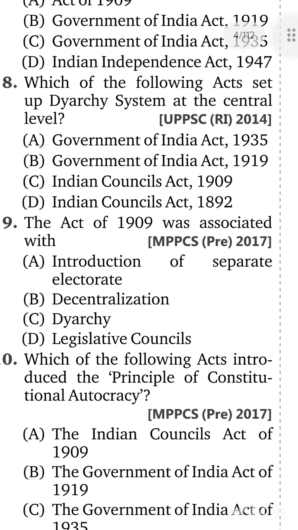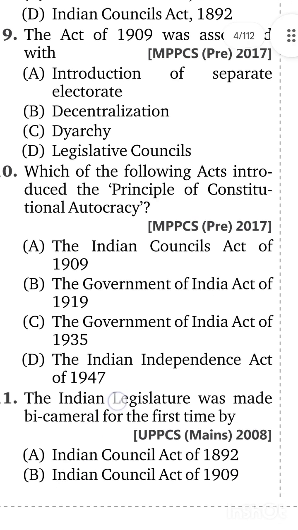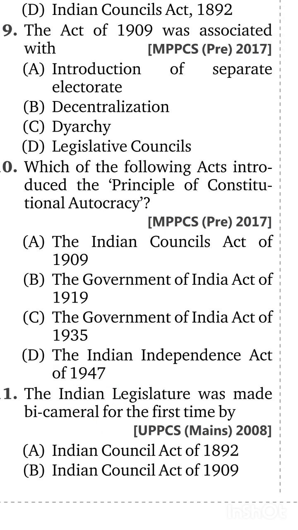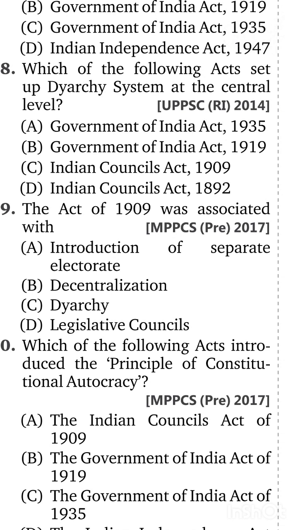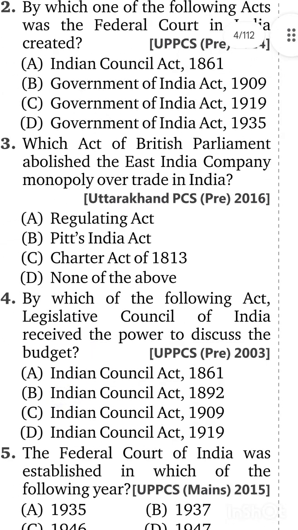Okay, ninth question. The Act of 1909 was associated with introduction of separate electorate. 10th question. Which of the following acts introduced the principle of constitutional autocracy? Option is C, the Government of India Act 1935. Here, in Government of India Act 1935, we can see principle of constitutional autocracy. Next again, diarchy system, Government of India Act 1935. Next again, Federal Court in India, which act? Government of India Act 1935.